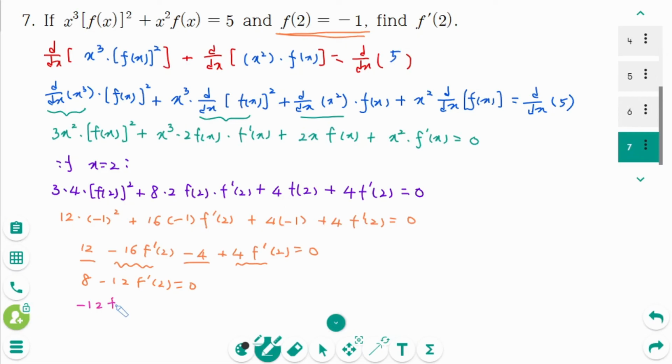Minus 12 f prime of 2 equals minus 8. Then f prime of 2 equals minus 8 over minus 12, which is 2 over 3.